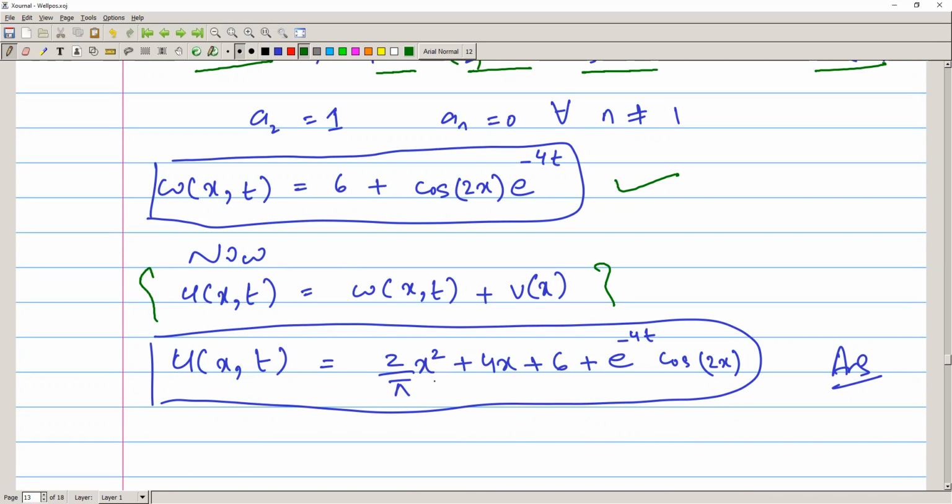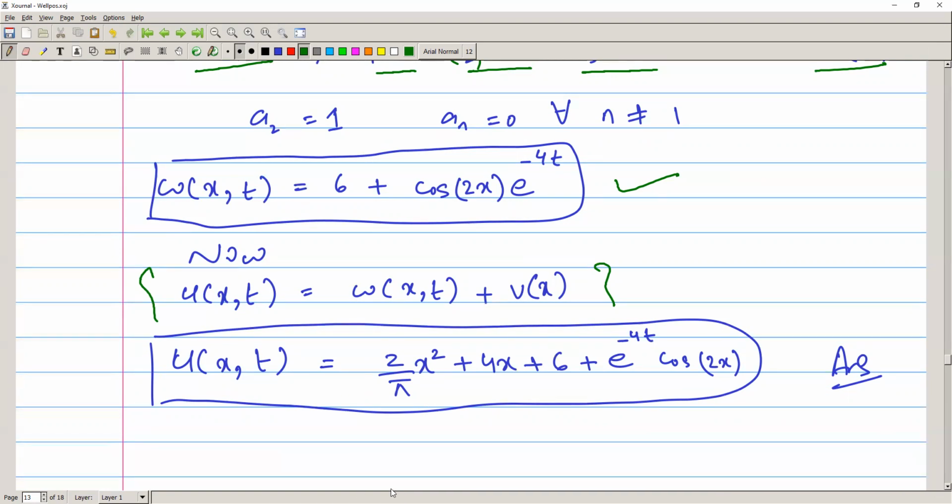So in this way you can solve the non-homogeneous heat equation with the non-homogeneous or homogeneous boundary conditions. All right. So there is only a minor change. Otherwise, all things are almost similar, right?